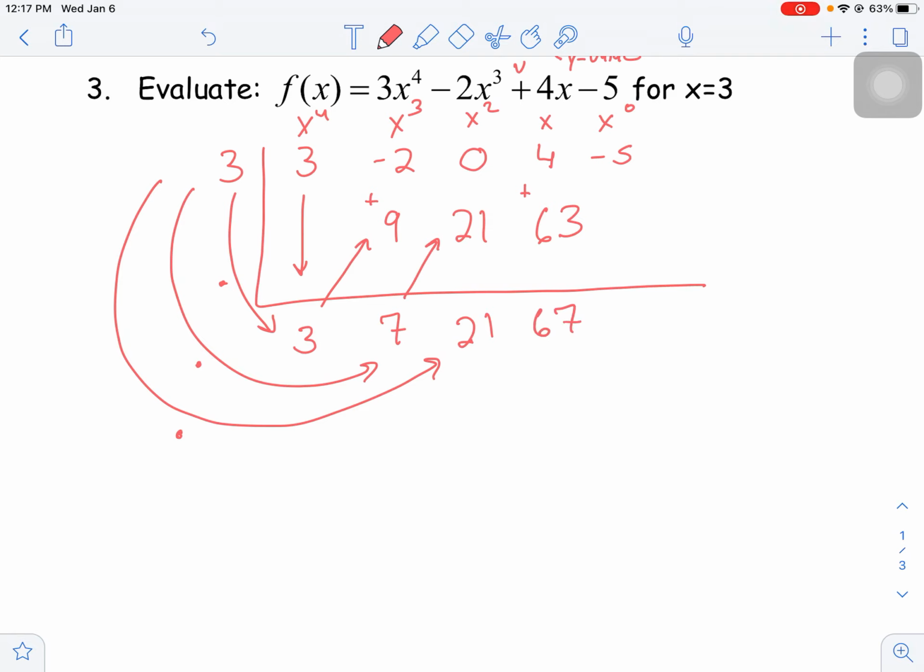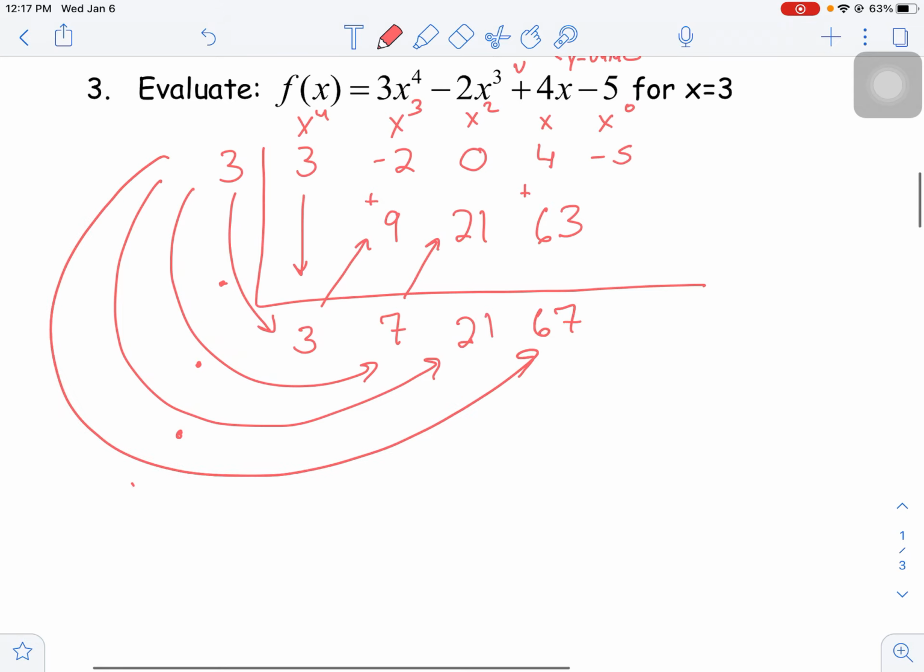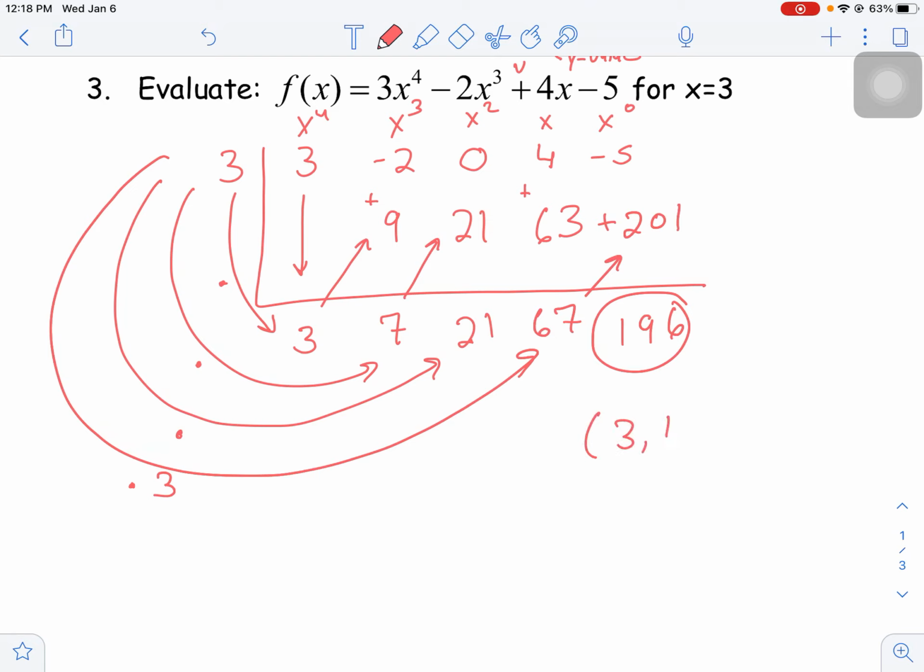Okay. And then you multiply by 3 one more time. 67 times 3. What is that? 67 times 3, 201, so 201 goes right here. You add down, so that's going to be 196. So then our final answer, when we plug 3 into this equation, you would get out 196. So this is the point 3, 196 for talking about a point on a graph.